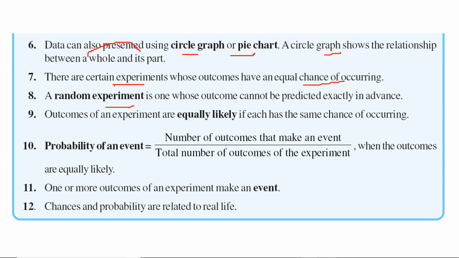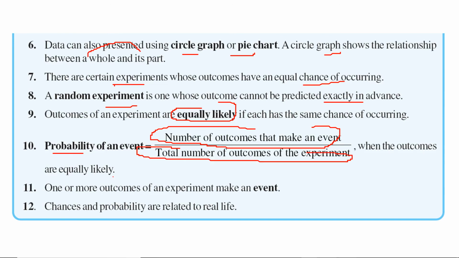A random experiment is one whose outcomes cannot be predicted exactly in advance. The outcomes of an experiment are equally likely if each has the same chance of occurring. The probability of any event is the number of outcomes that make the event over the total number of outcomes of the experiment, right? One or more outcomes of the experiment make an event, and chances and probability are related to real life.